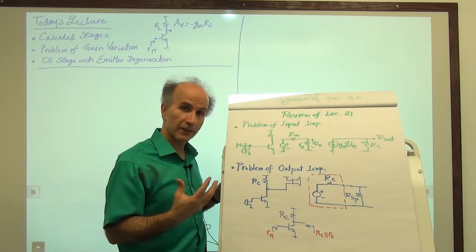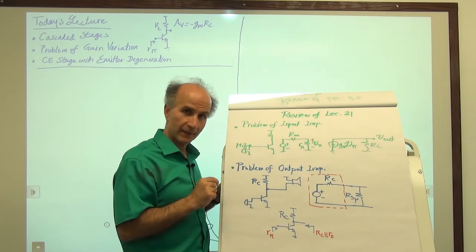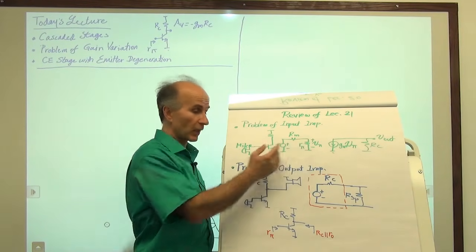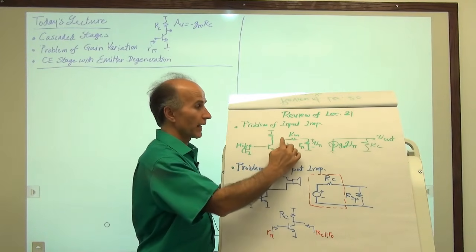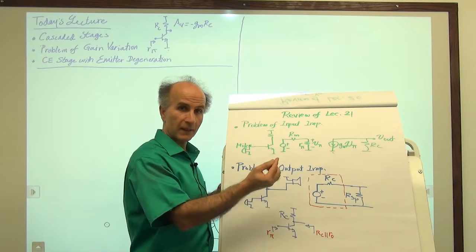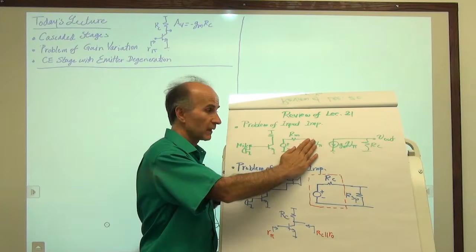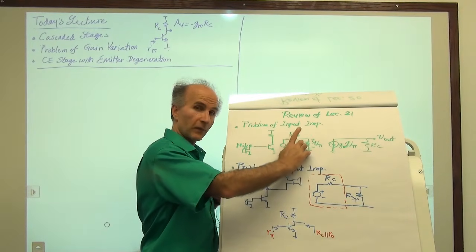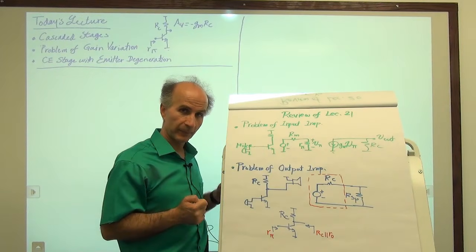And that brought us to the concept of input impedance or input resistance. In this case, we would like the input resistance to be as high as possible so that the attenuation from here to here is minimal. You can see that if Rpi is infinity, meaning it's an open circuit, then there is no attenuation from here to here because Rm carries no current.